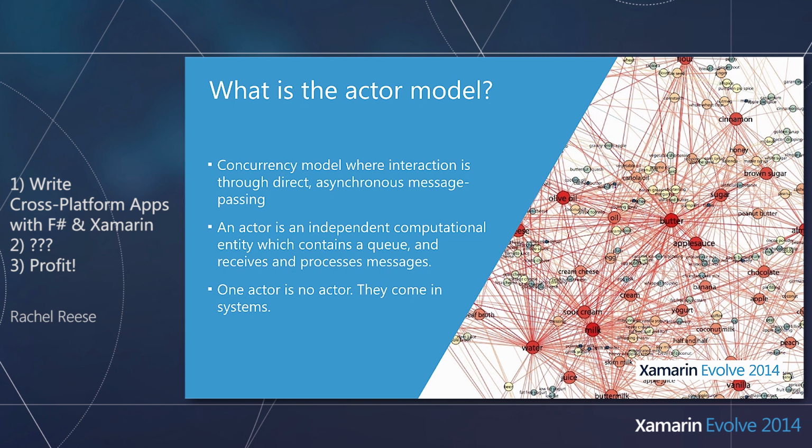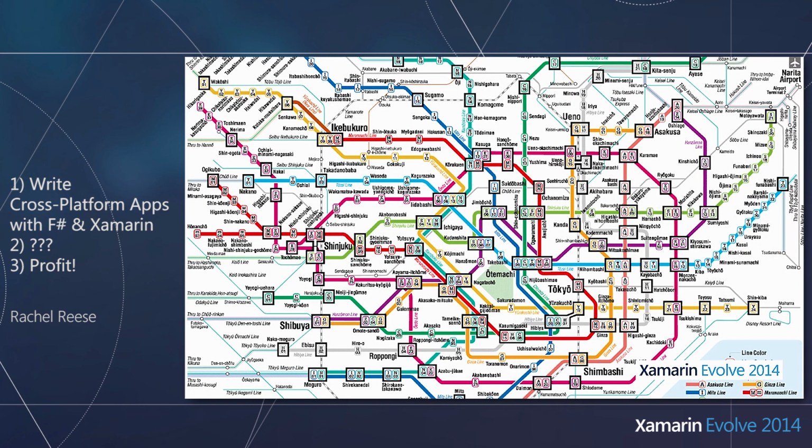But most importantly, one actor is no actor. I think it was Carl Hewitt that said this. Carl Hewitt is one of the guys who wrote the original paper defining what the actor model was. And actors come in systems. If you think about having the only telephone in the world, you can't really call anybody. Maybe you have the only subway stop in the world, so you have a train that can loop around to that one stop. Your messages can't go anywhere from there. You just have this one place to sit.